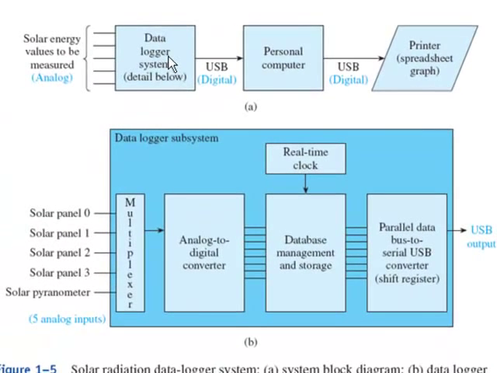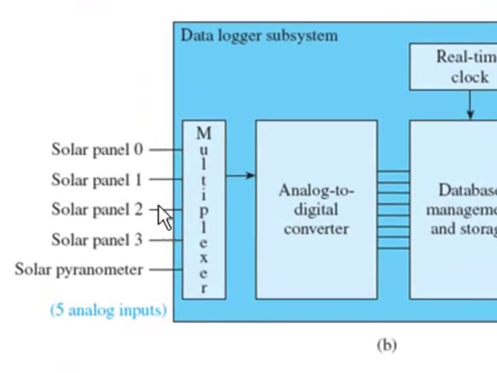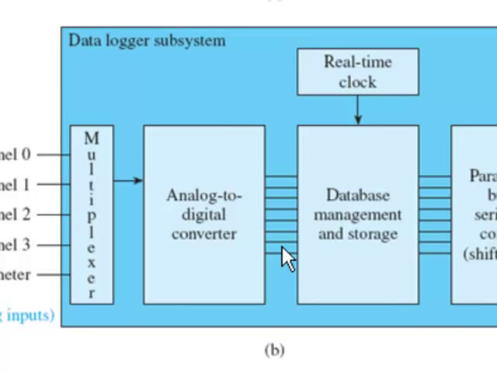What's inside this data logger is an analog to digital converter. First of all, the multiplexer is used to select which of the solar panel inputs we're going to send into the A to D converter. So the A to D converter can only operate on one analog signal at a time. So the multiplexer, which is covered in Chapter 8, is going to select, let's say, solar panel number 0, how much solar energy is being received at that instant, sends it through the analog to digital converter, which will come out with an 8-bit string or a greater number of bits, a string, into some database management and storage operation.